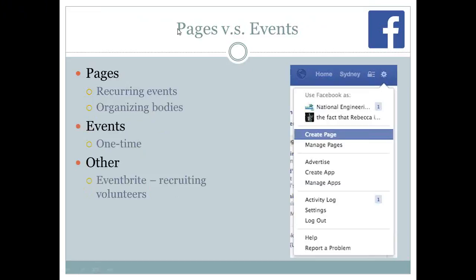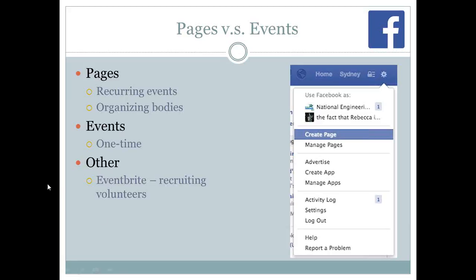On Facebook still, you can go with pages or you can go with an event. Pages we suggest if you have recurring events and you have many organizing bodies or just one organizing body. An event, that's just a one-time thing. So if you're just on Facebook to promote your NEM event, we suggest you make an event page. Whereas if you're planning to continue to engage on Facebook, or if you already have a Facebook page, then you could use that.